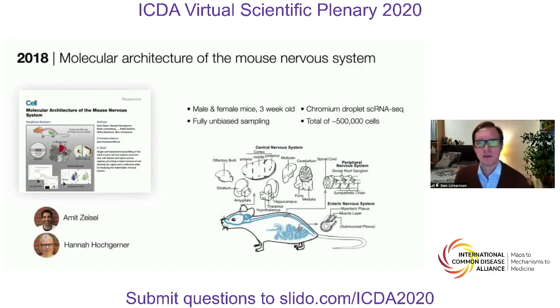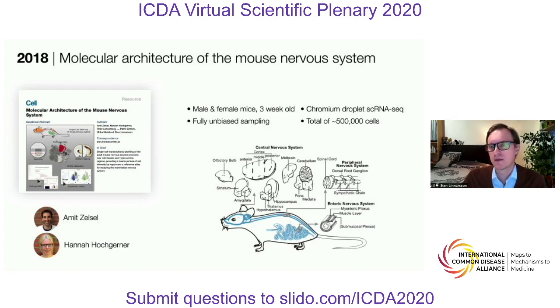So let me start by talking a little bit about a paper that we published a couple of years ago now, where we basically tried to survey the entire nervous system of the mouse using single-cell RNA sequencing. This was work led by Amit Zeisel and Hannah Hochgerner in my lab.